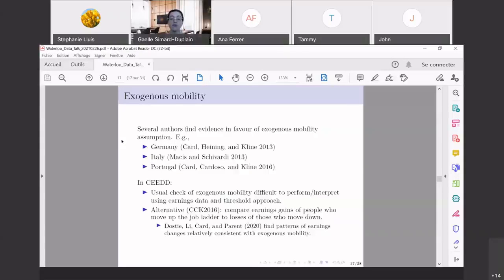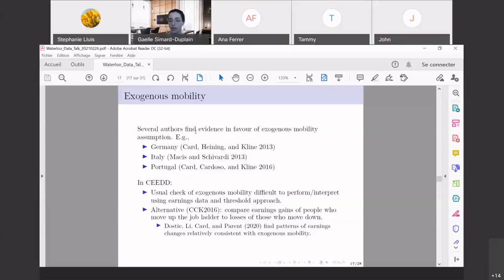So what's been done instead in another paper by Benoit and Beryl with Card and Parent is that they've looked at the earnings gains of people who move up the job ladder and compared those to losses of people who move down, right? So the exogenous mobility assumption implies that these things should be fairly symmetrical, and that is what they find using SEED. So there's some evidence that we can trust that the exogenous mobility assumption holds in our data.